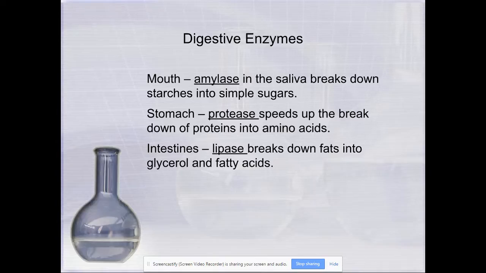In your stomach, you have protease, which speeds up the breakdown of proteins into amino acids. Amino acids are really the building blocks of proteins. And in your intestines, you have lipase, which breaks down fats into glycerol and fatty acids so they can be absorbed and used by our body.